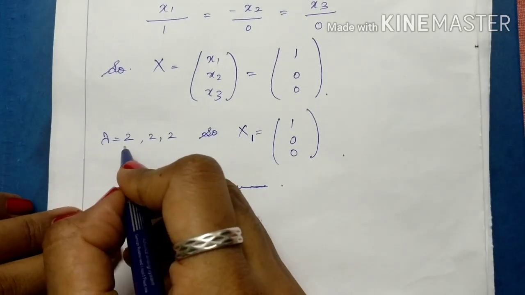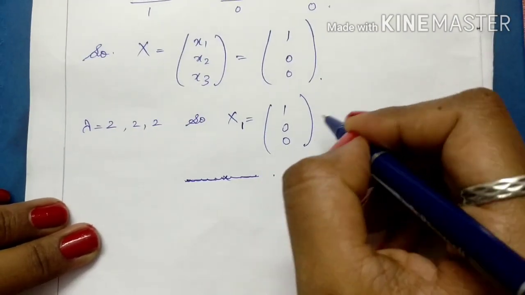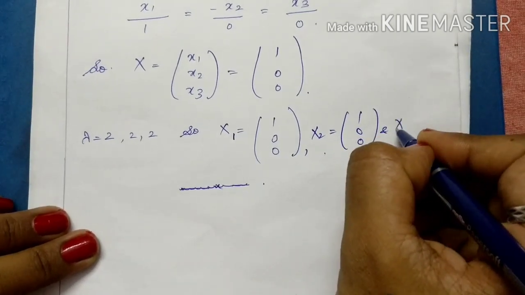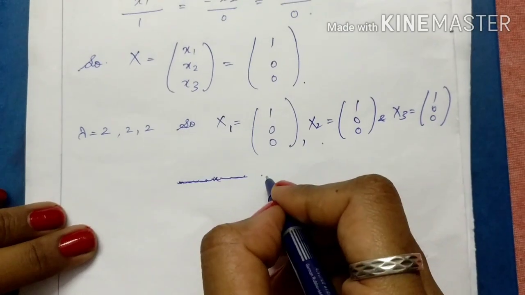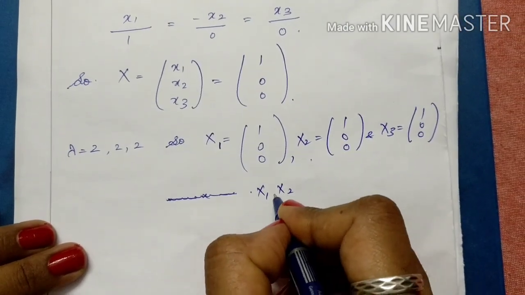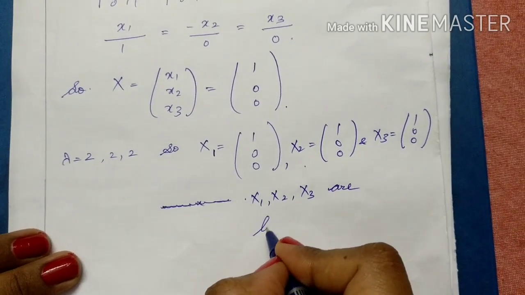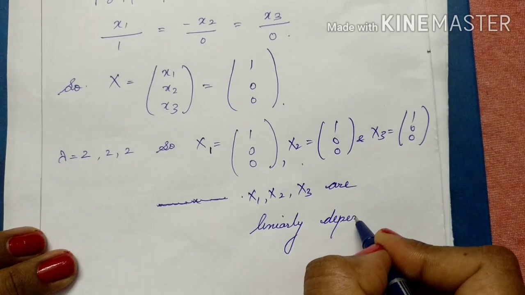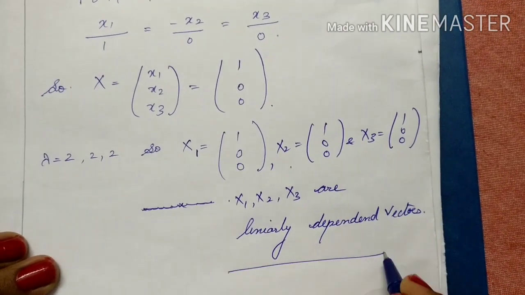For the eigenvalue lambda is equal to 2, 2, 2, my eigenvectors are x1 is equal to 1, 0, 0. Again it's going to repeat 1, 0, 0, and x3 is also 1, 0, 0. All the three vectors are linearly dependent over here. That's it.